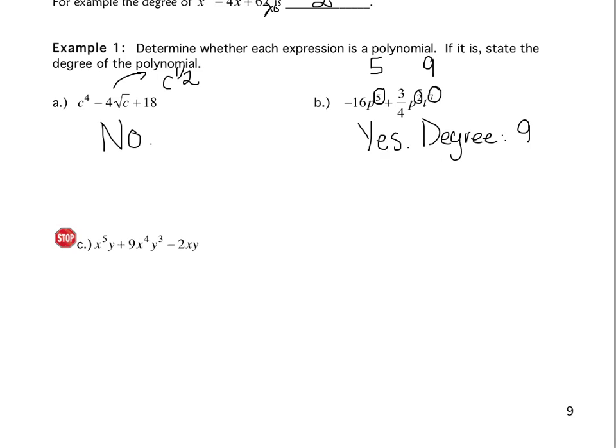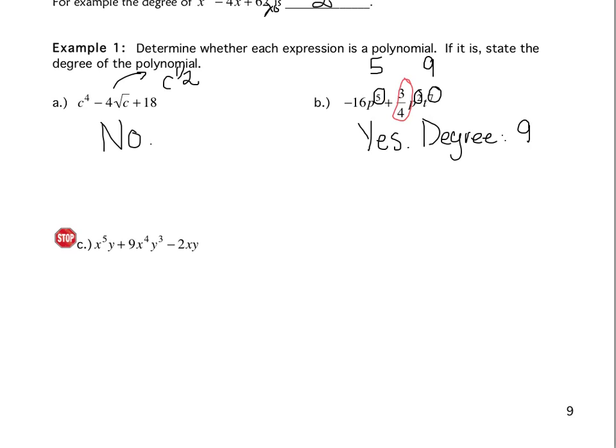What I want to bring your attention to is this 3/4 here. You may be thinking, well, I thought you said it can't be fractional. Fractions are okay as long as they're coefficients. If that was an exponent, that would automatically make this not a polynomial. So if we had a variable raised to 3/4, that makes it not a polynomial.